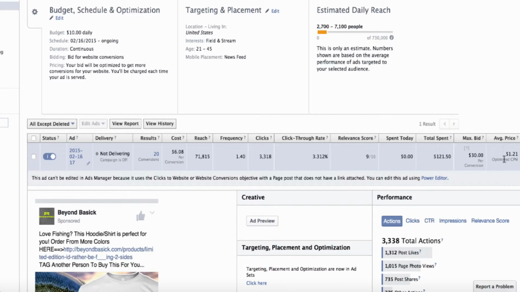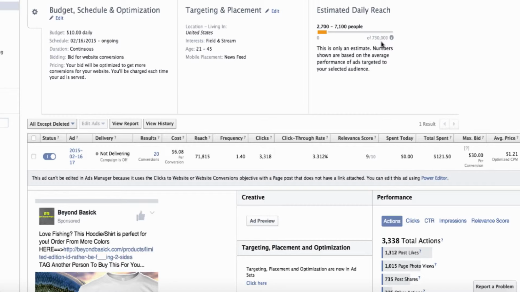The first thing I want to point out is our optimized CPM. It's drastically lower than a lot of things that you'll see nowadays, specifically because of the way that we target. So, I'm targeting Fieldstream, which is a fairly popular magazine, and my age ranges are 21 to 45. So this is going to be my estimated daily reach, right? 2,700 people to say 100 people. And this is my estimated reach overall for this audience size, 730,000.